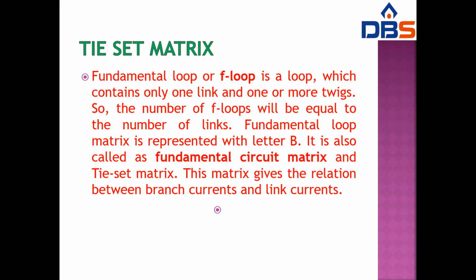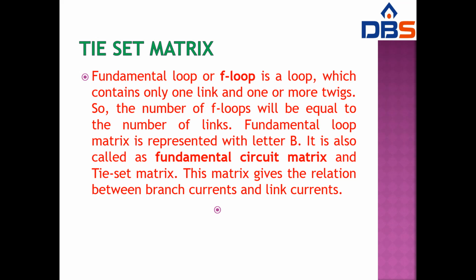This matrix gives the relation between branch currents and link currents. So the tie-set matrix is the fundamental loop or F loop matrix. While you have to draw it, to find any matrix equation, first you have to frame one loop, the F loop.